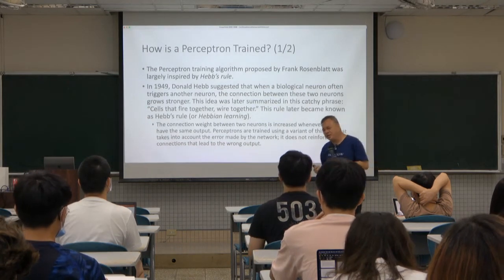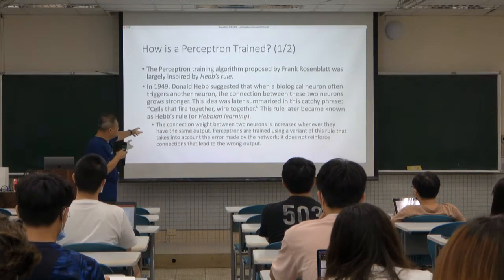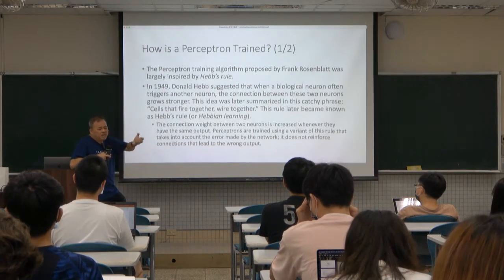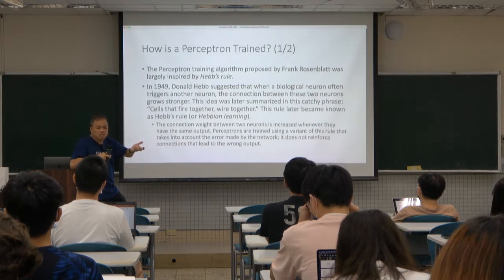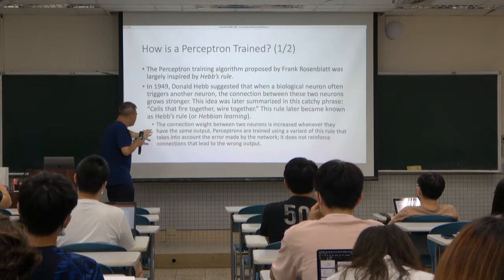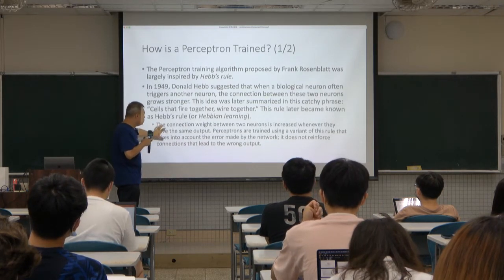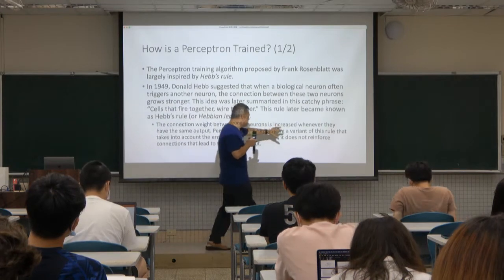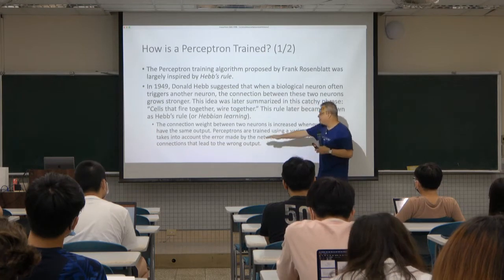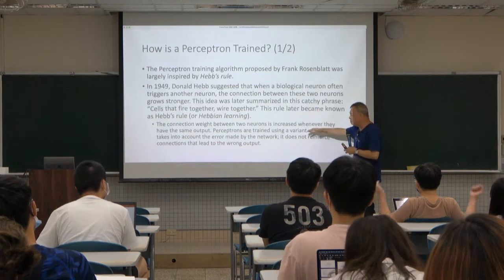So what exactly do we use to train the perceptron? Even if we say we use Hebb's rule, what do we mean by making the connection stronger? Actually, we do it in a somewhat opposite manner. The connection weight between two neurons is increased when they have the same output. The perceptron is trained using a variant of this rule, so it doesn't use Hebb's rule directly.